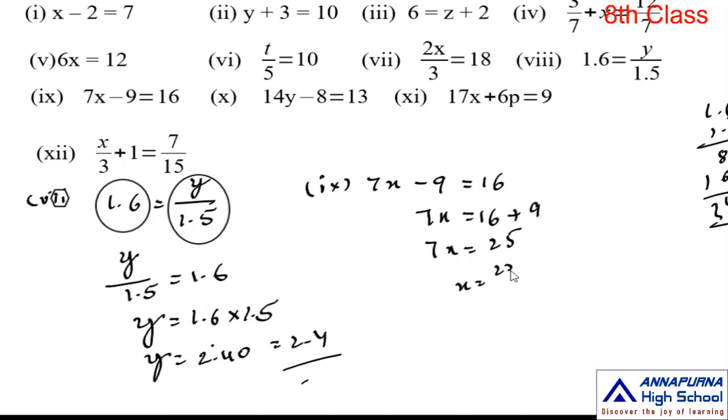So x is equal to 25 by 7. Why? Because we are transposing this 7 to the right side. 7 is multiplied by x, so when you transpose it to the right side, it divides. On the right side you already have 25, so 25 by 7. This is the solution. It is in simplest form.